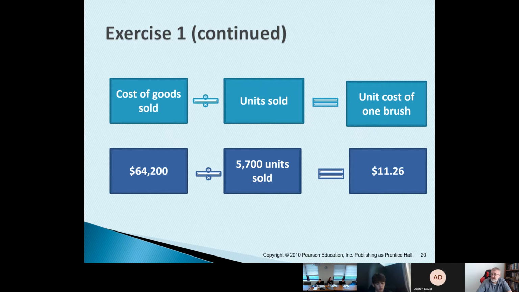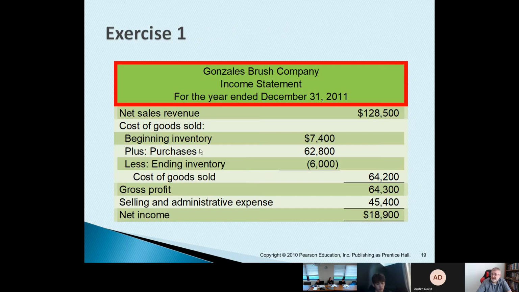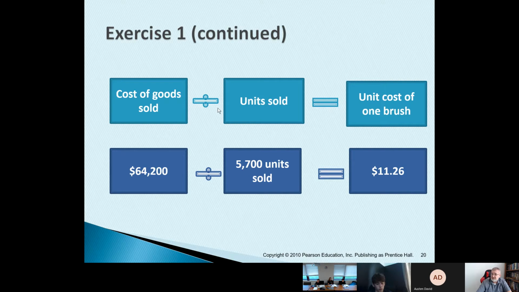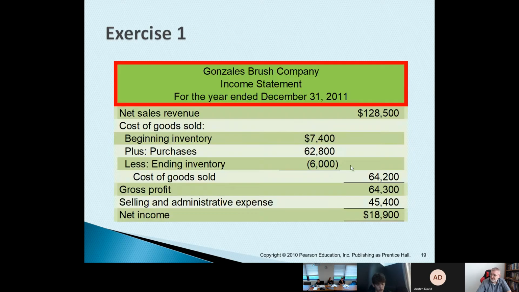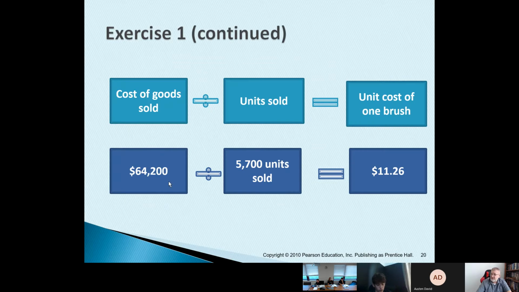And now, if you want to take this, let's look at it in a flow chart. So our cost of goods sold divided by our, oh, let's see, hang on, this is the next step in it. How much does a single unit cost? Okay, so our cost of goods sold divided by how many we sold gives us our unit cost for one brush. So if you come back here and you look, we sold $64,200 worth of brushes. Okay, well, we know we sold 5,700 brushes.